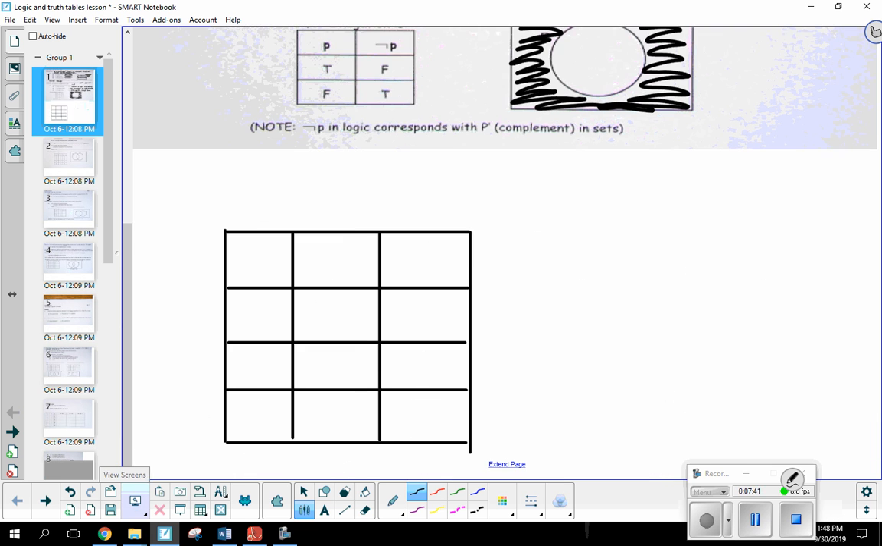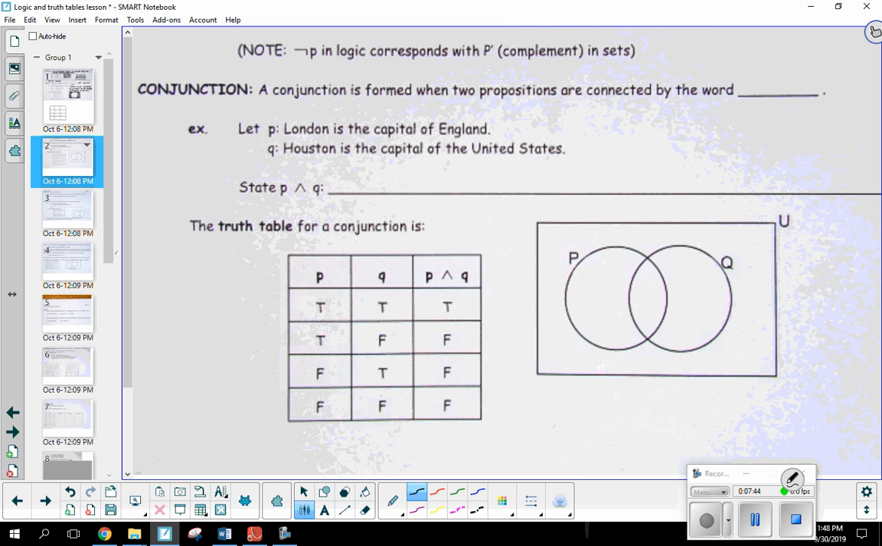Erase this right here. That was for an example I did when we reviewed, so we'll come back to that one. Okay. Now, conjunction. A conjunction is formed when 2 propositions are connected by the word. You remember I mentioned this the other day? And. So conjunction is just another word for, starts with the I, intersection. There we go. Okay. So intersection and conjunction can be used interchangeably. In fact, the symbols we like to use, remember it was a capital upside down U, or it was a capital upside down V. There we go.